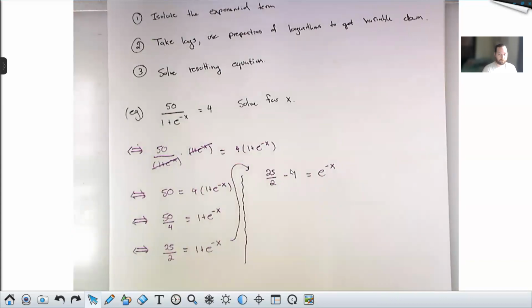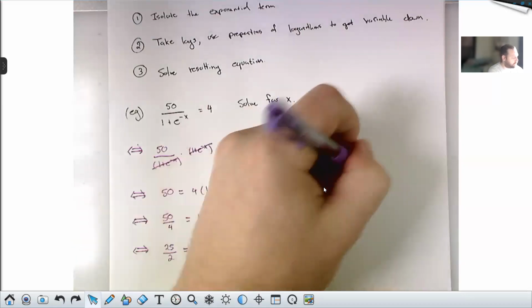My next step would be to take logarithms. And even if this wasn't a base e exponential, I would use the natural log, especially since it's a base e exponential, we want to use the natural log. But even if it wasn't, that's what I would use. So now we take logs.